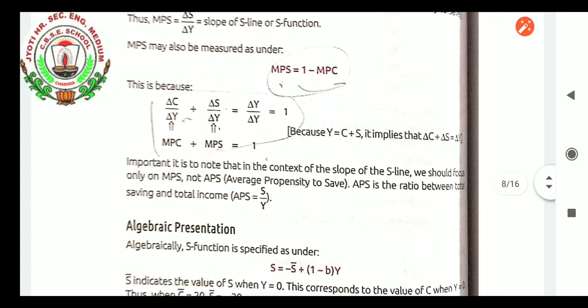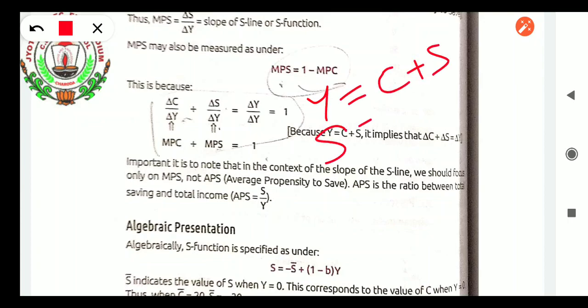Okay, so there is a relationship between average propensity to save, marginal propensity to save, and marginal propensity to consume. As you know, Y equals C plus S, and S equals Y minus C. We have learned this. So here if we substitute this point, what is there?